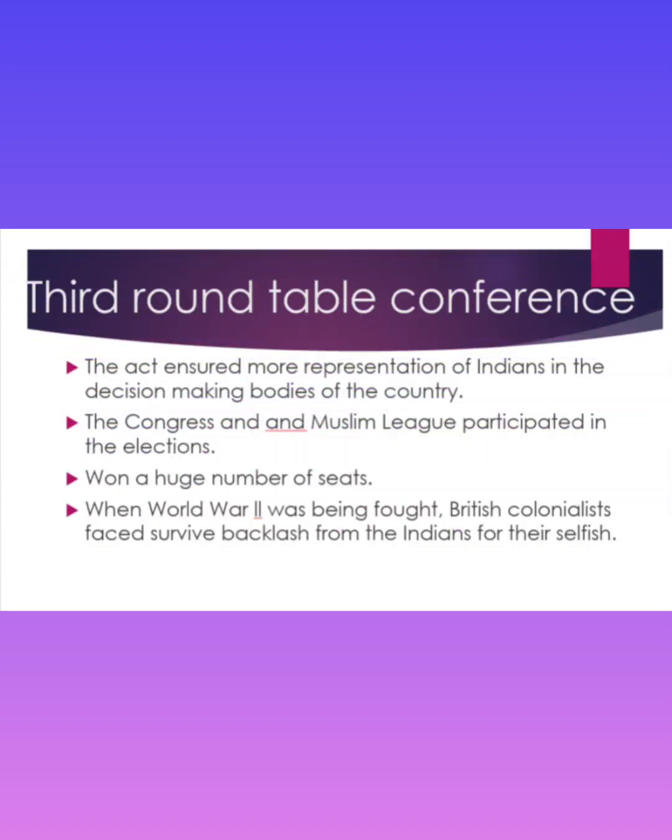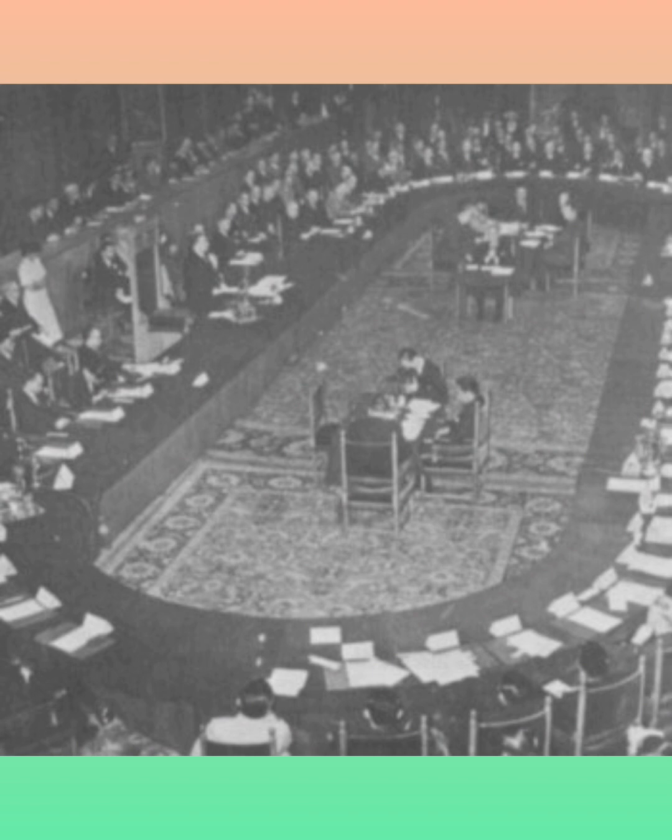When World War II was being fought, the British colonists faced severe backlash from the Indians for their selfish, inconsiderate behavior towards their soldiers and the country. So the Congress walked out of the cabinet opposing this decision. Gandhiji declared personal satyagraha against the decision of the British. Then Stafford Cripps was sent to India to mediate.